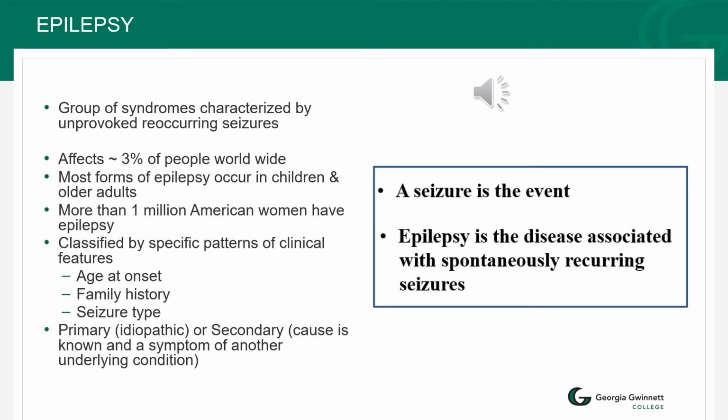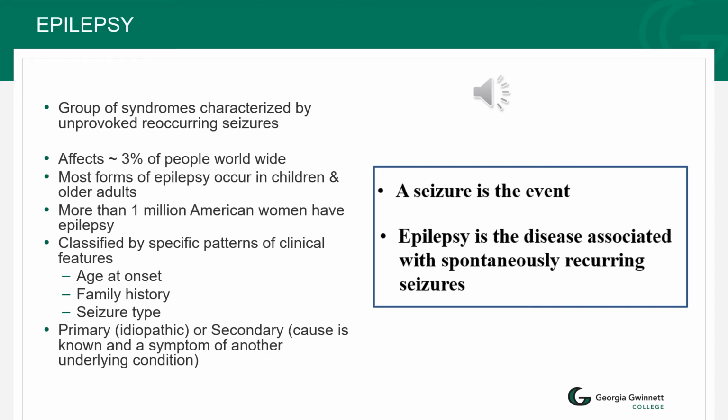So it's classified by how old they were when they started having these seizures. Do they have a family history? What type of seizures are they? My sister-in-law actually was diagnosed with epilepsy when she was a child. She has since grown out of it, so she has resolved epilepsy.